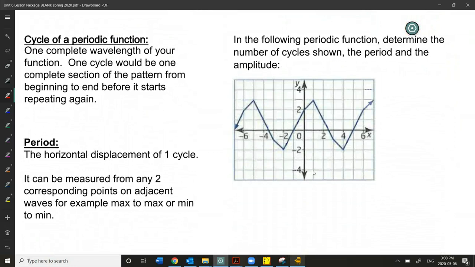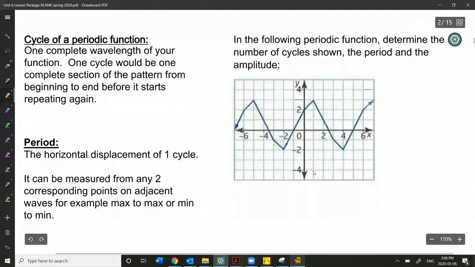Okay, cycle and period. So the cycle of a periodic function is essentially one complete wavelength of your function. If we're thinking about this in terms of a pattern that's repeating, one cycle is going to be one complete section of your pattern before it starts repeating again. And then we also have period, which relates directly to a cycle of a periodic function.